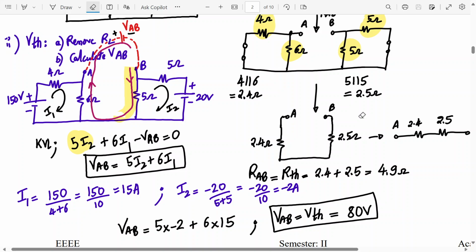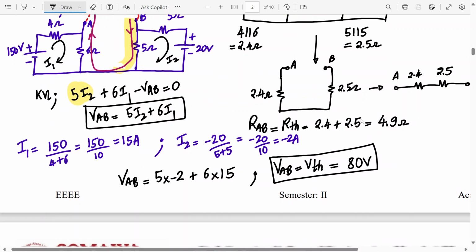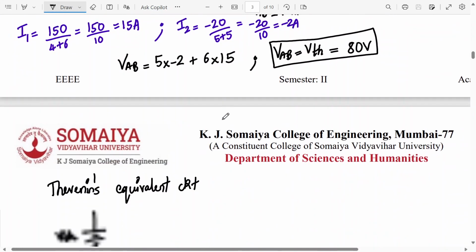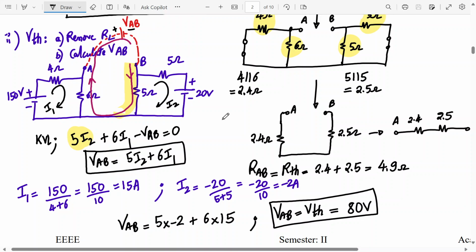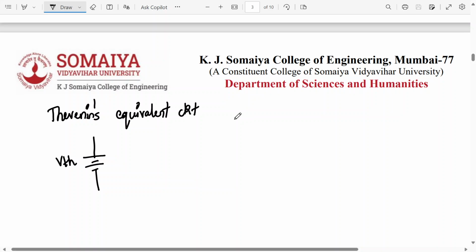So completed up till here. You got VAB as 80 volt, everyone? Yes or no? Can I move down now? You have completed this. I'll share this PDF with you all, with your teachers. Your teachers will share it with you. You can check your answers then also. Can we go to the next one now?